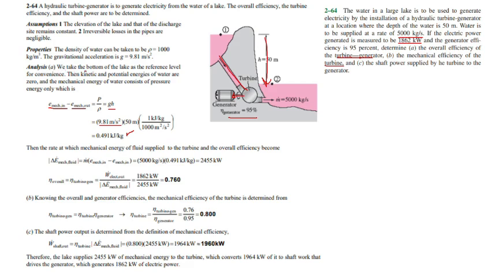Here as you can see, we take the bottom of the lake as a reference. This is our reference. And then the kinetic and potential energy of the water are zero. So kinetic and potential energy, we are assuming it is zero. The mechanical energy of the water consists of pressure energy only. So P over rho only, which is equal to gh. So g is 9.81 while h is 50. Just put the values, you will get your answer.